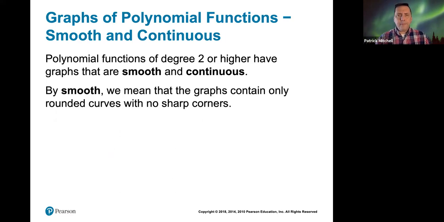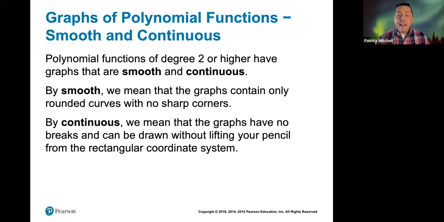But anyway, by smooth, we mean that the graphs contain only rounded curves with no sharp corners, so nothing like an absolute value. And by continuous, we mean that the graphs have no breaks and can be drawn without lifting your pencil from the rectangular coordinate system. Continuity is a huge, huge concept in calculus. And we'll define it in a different way in calculus. But this is the super unofficial definition. You can draw the graph without picking up your pencil.